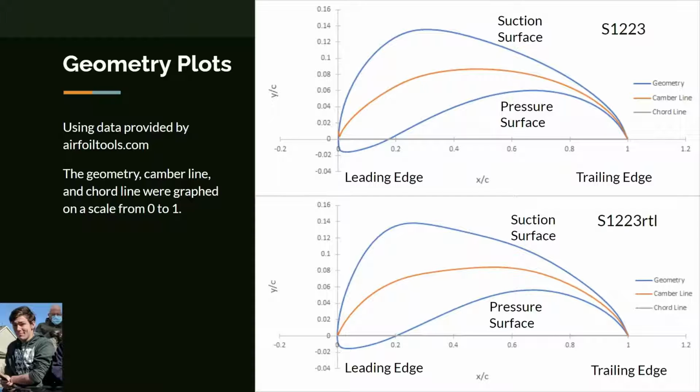The main geometry is given by the blue line, with the mean camber line in orange and the chord line in gray. The design of the wings also leads the suction surface to be the top side of each wing with the pressure surface on the bottom.